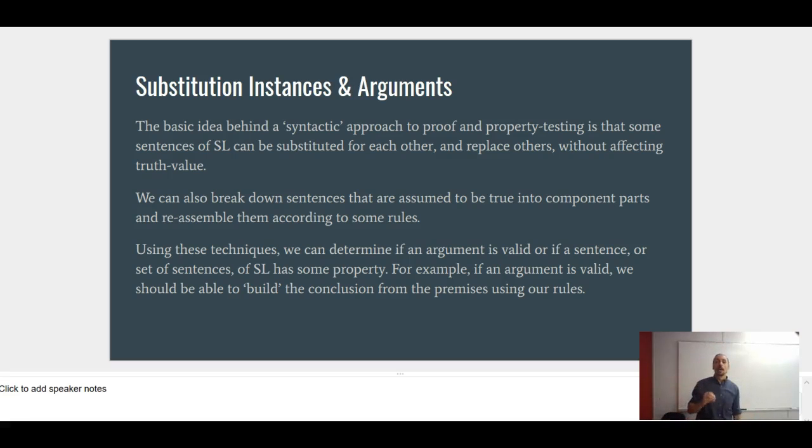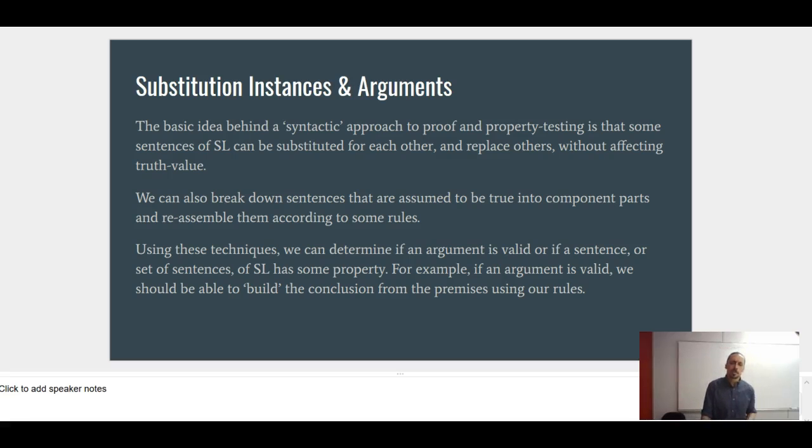The basic idea behind a syntactic approach to proof and property testing in our new system of derivations is that sentences can be substituted for each other without affecting truth value. That's the basic idea. Now, this sounds like we're going to be leveraging logical equivalence. You're right if you were thinking that. Logical equivalence allows us to interchange sentences, and that's part of what we're going to do. So we're going to be substituting sentences for each other when they're logically equivalent, according to certain rules that I'm going to give you. These rules can be proven, but mostly you're just going to memorize them. Think of it as a game of some kind. There are certain rules, and if you play the game right, you can meet your objectives.